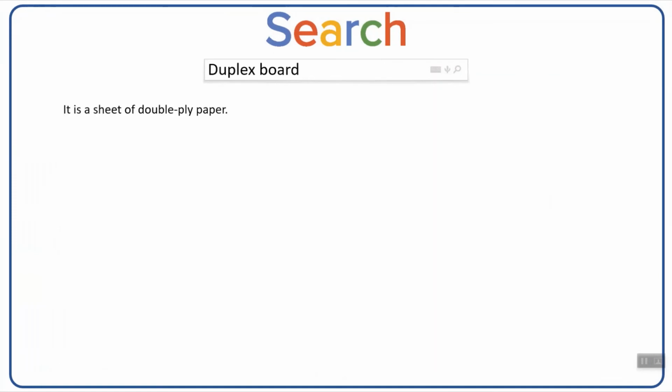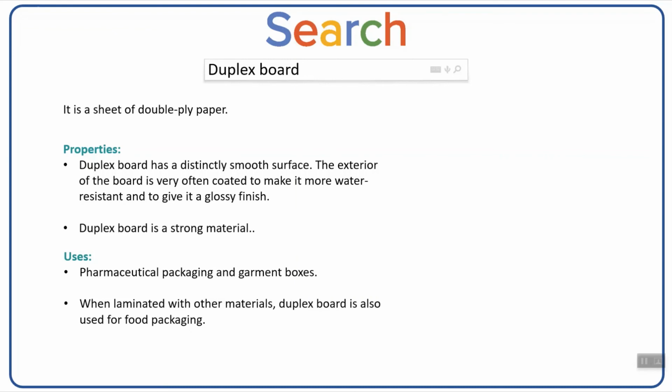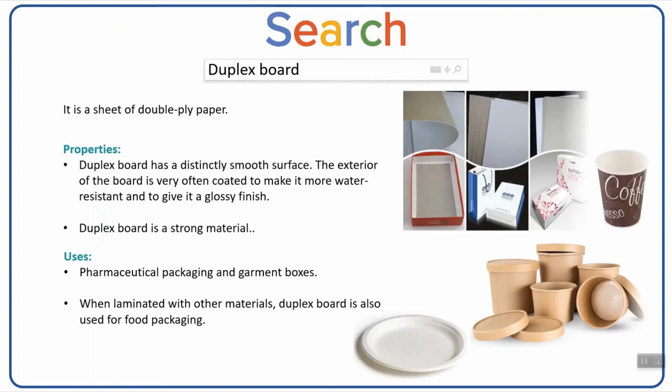Duplex board is a sheet of double ply paper. So the duplex board has a distinctly smooth surface. The exterior of the board is very often coated to make it more water resistant and to give a glossy finish. Duplex board is a very strong material. It is used for pharmaceutical packaging and garment boxes. When laminated with the material, duplex board is also used for food packaging.